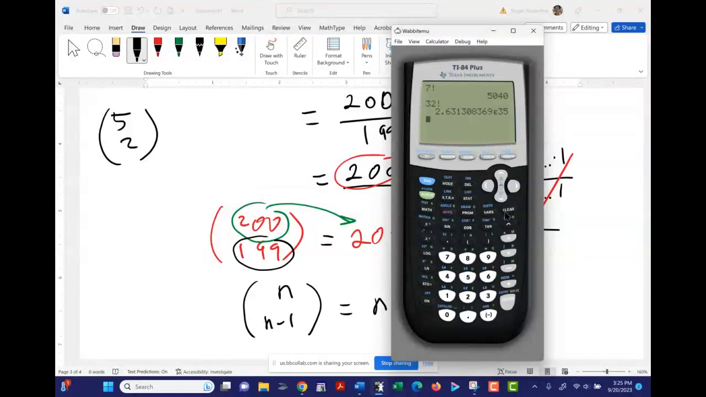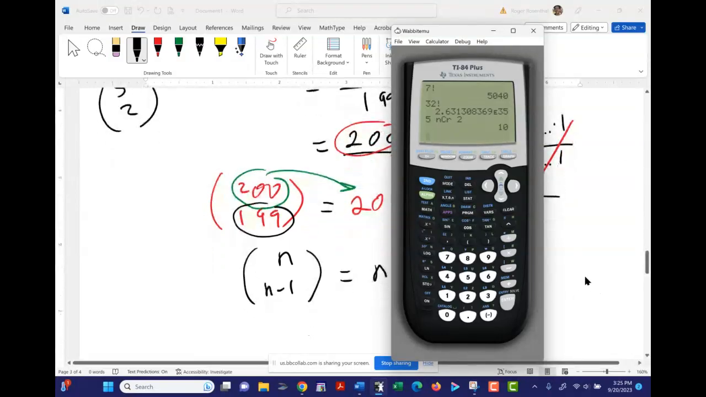So the way you're going to do that is you're going to do the 5, then you will do Math, then you'll go to probability, you'll choose the nCr option, then you'll put in the 2, and then you'll press enter. Do you see the 10 there? Remember the answer was 10? So let me write down how to do that.